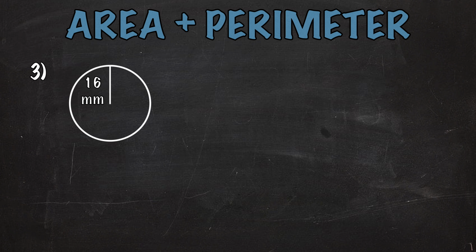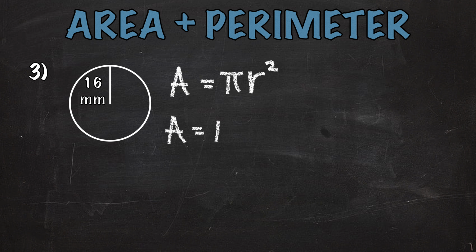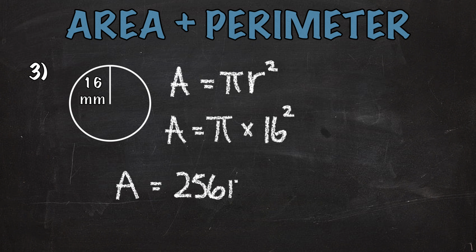So we are given another circle with radius 16 millimeters, and the first thing we're going to do, as always, is write the formula down. Pi times radius squared. We substitute the number in, so pi times 16 squared will give us a final answer of 256 pi millimeters squared.